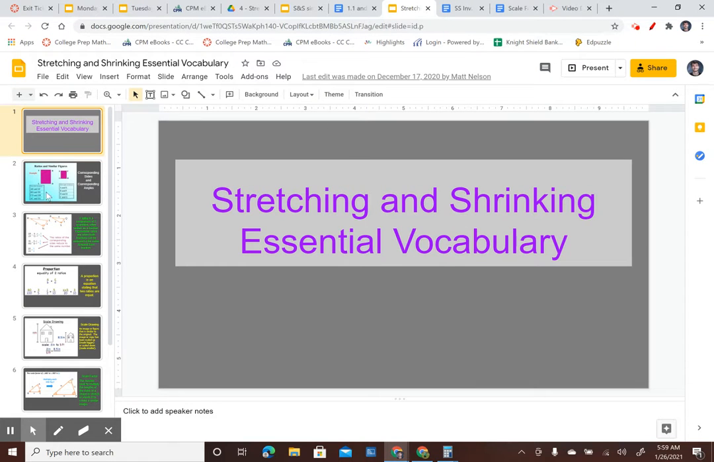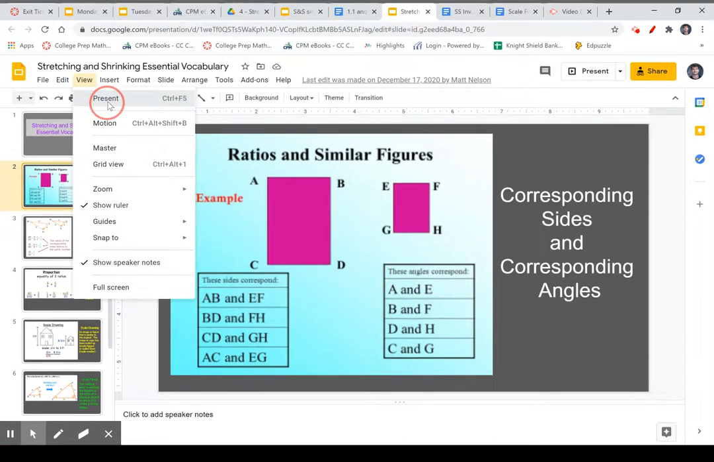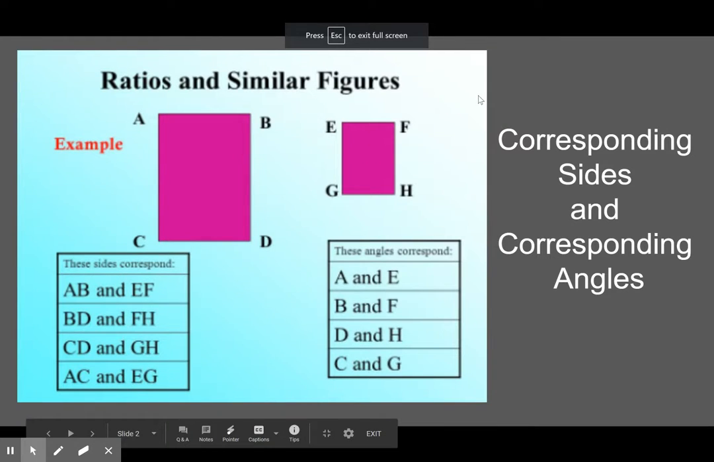Hello, everybody, and welcome. Let's go ahead and take a look at some of the vocabulary we talked about yesterday. Here we're going to be talking about Investigation 2 packet, Chapter 4.